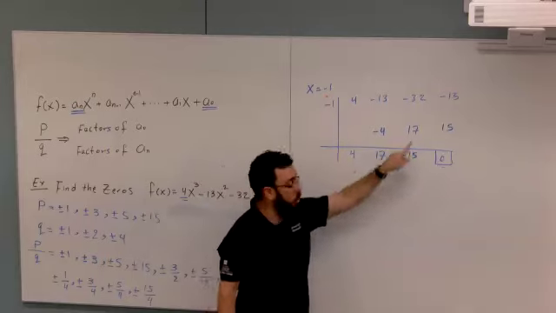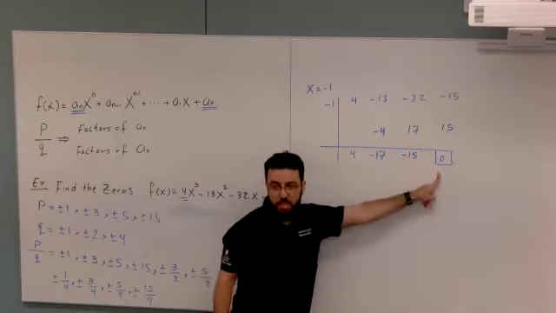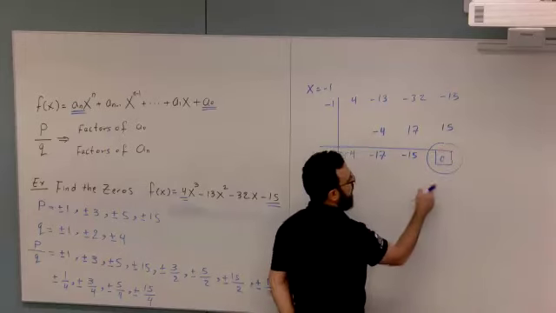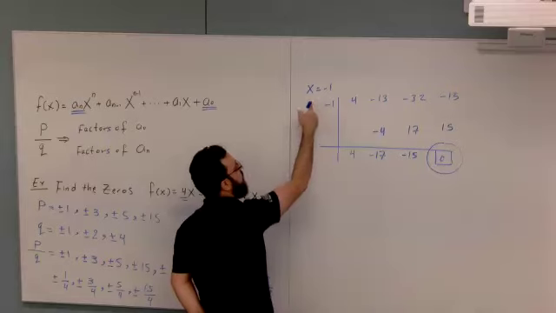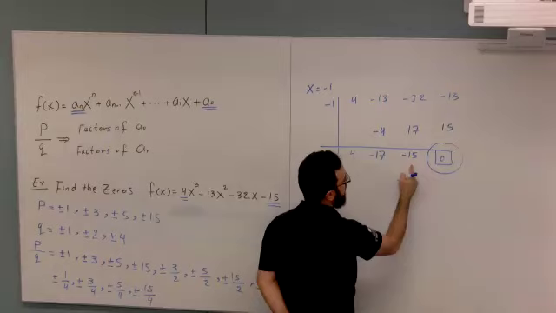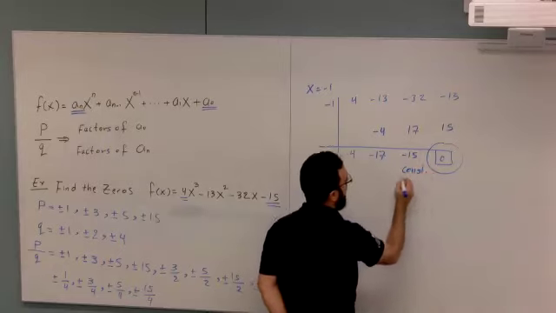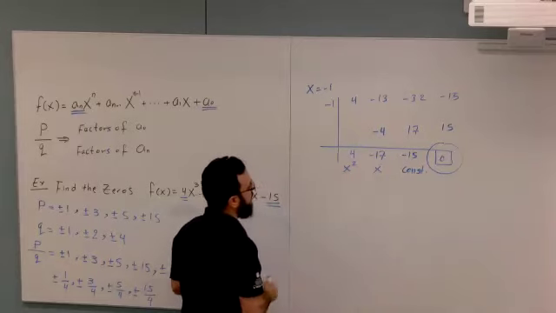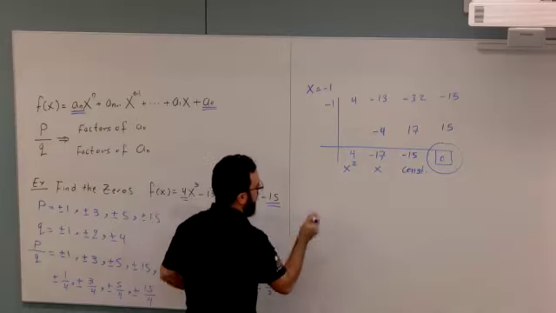If it's 0, why? Yes, because the remainder is 0. So when the remainder is 0, that's the key. That means this one is going to be a solution. Now let's go back and write down the polynomial. This one is what? Constant. Okay? This one, x squared.